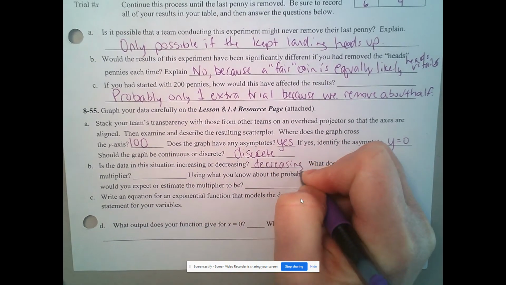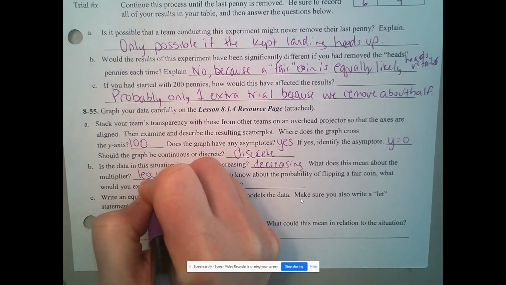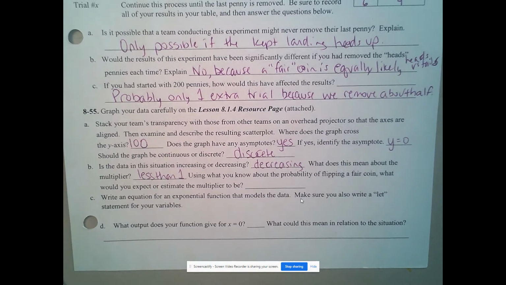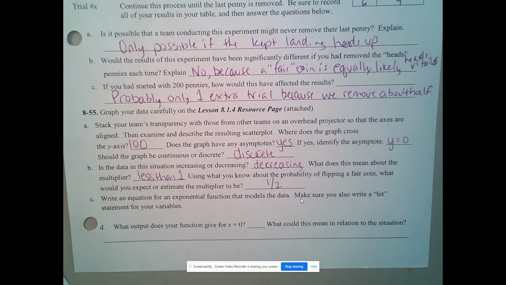We're losing pennies. What does this mean about the multiplier? The multiplier would have to be less than 1. It would have to be some sort of decimal between 0 and 1. Using what you know about the probability of flipping a fair coin, what would you expect or estimate the multiplier to be? Well, we said to get from 200 to 100 would take about 1 trial because we're losing about half of our coins each time.